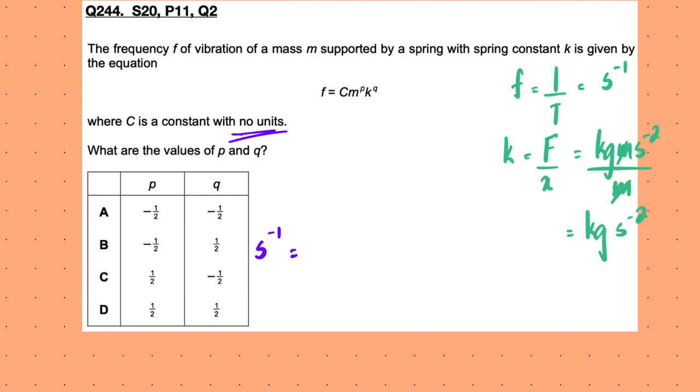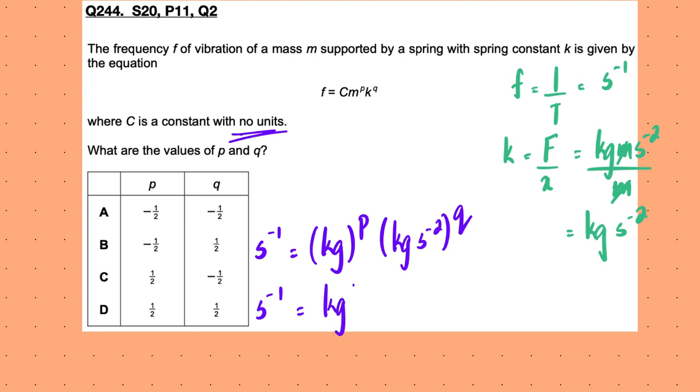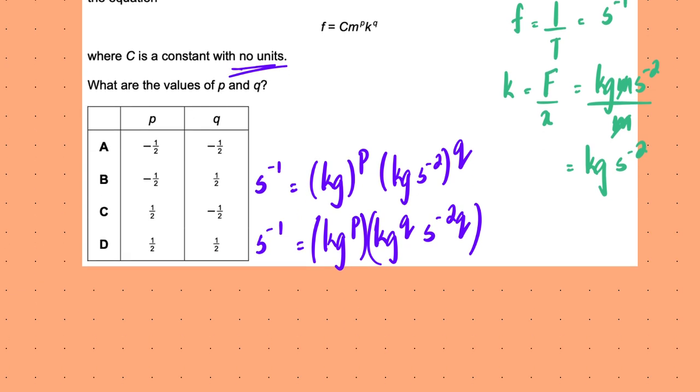And then you have mass, which is m. So that is kg raised to the power p, and then k is spring constant, which is kg per second square raised to the q. So this is per second, again opening up the bracket. So this is kg raised to the power p, and then kg raised to the power q, and s raised to the power negative 2q. Again, I can simplify this a bit with the kgs. So s minus 1, this is kg p plus q, and there's only one s, so that is negative 2q.